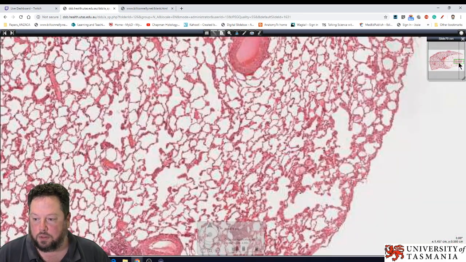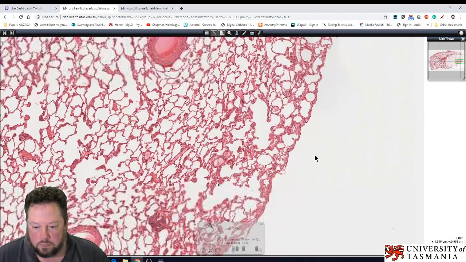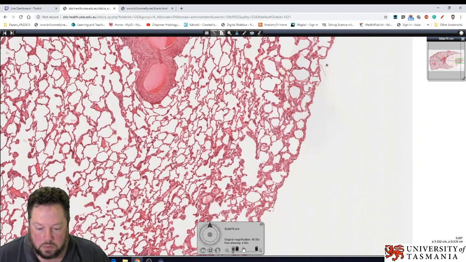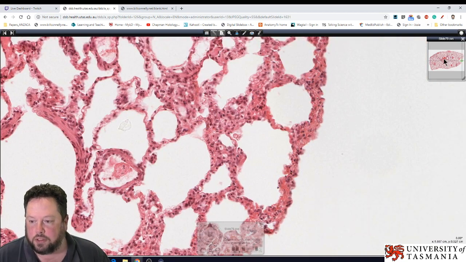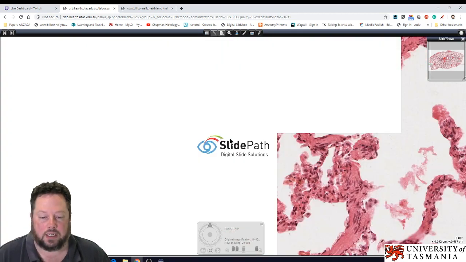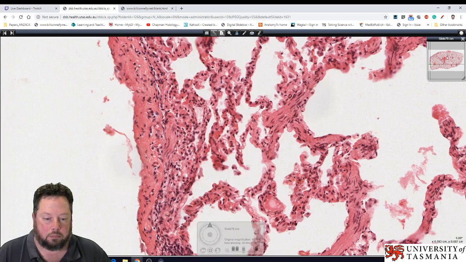So if I want to go to the outer surface here, it doesn't look like it's there, but I certainly know it's on this side. We wait for it to catch up.